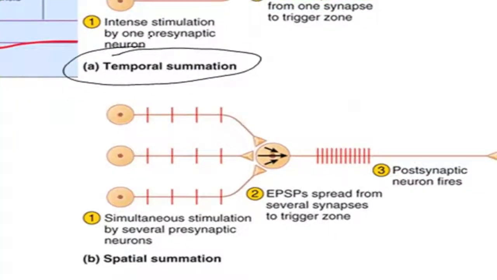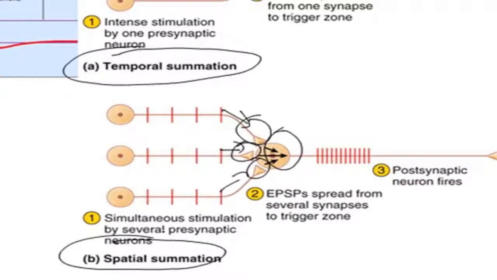Or you can have multiple presynaptic membranes all stimulating the same postsynaptic membrane. So you have multiple EPSPs at the same time depolarizing the postsynaptic membrane. And that might be enough to reach threshold and create an action potential. In that situation, it's called spatial summation. The sum of EPSPs at the same time, all in the same space. That's spatial summation.